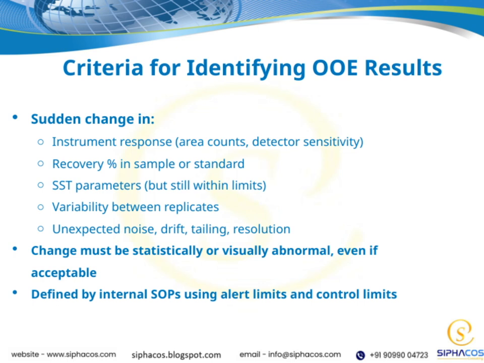The critical thing to remember is that any change must be statistically or visually abnormal, even if it technically falls within predefined limits. To manage this, we rely on internal SOPs, which set alert limits and control limits to help us identify these anomalies. When we see results that fall outside these criteria, we classify them as out-of-expected results, or OOE. Recognizing these signs promptly is essential to maintaining data integrity and ensuring quality in our analysis.